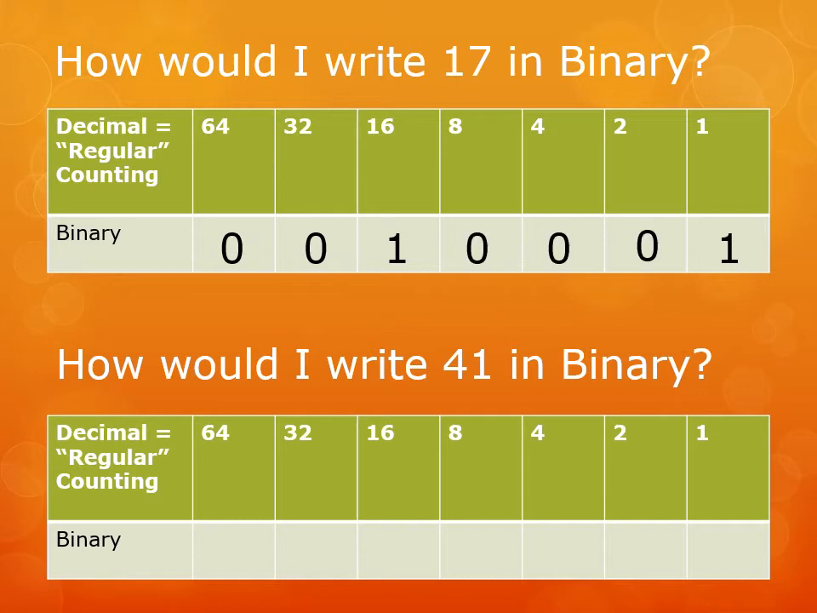Now, you wouldn't have this grid if you were writing in binary. You would just have these numbers, and this stream of numbers would represent the number 17. How would you write 41? You could pause the video and see if you can think it out.